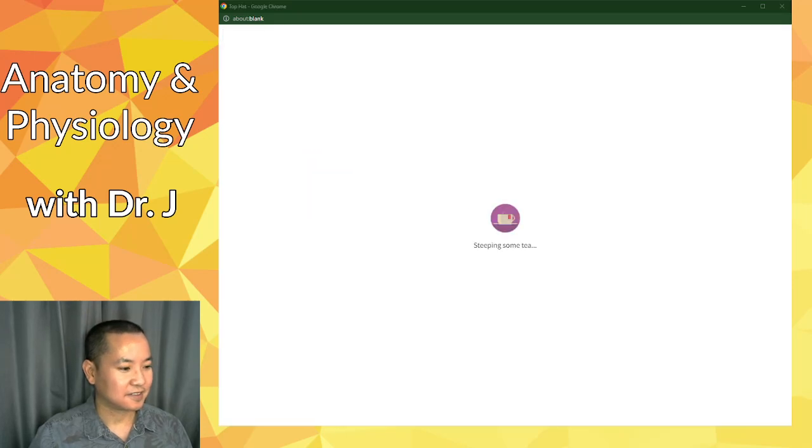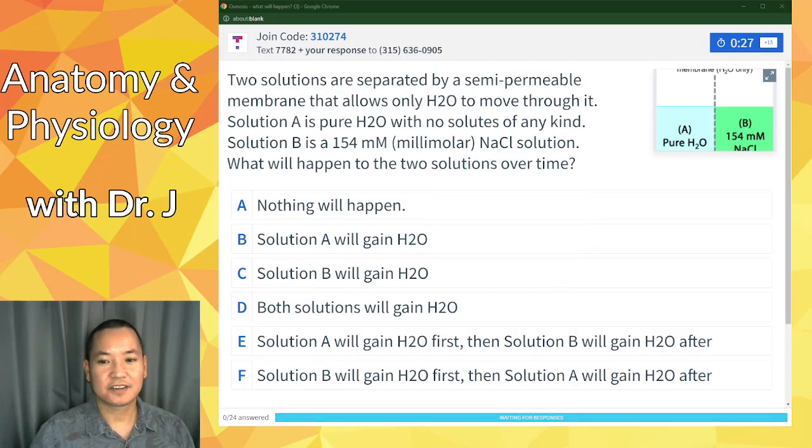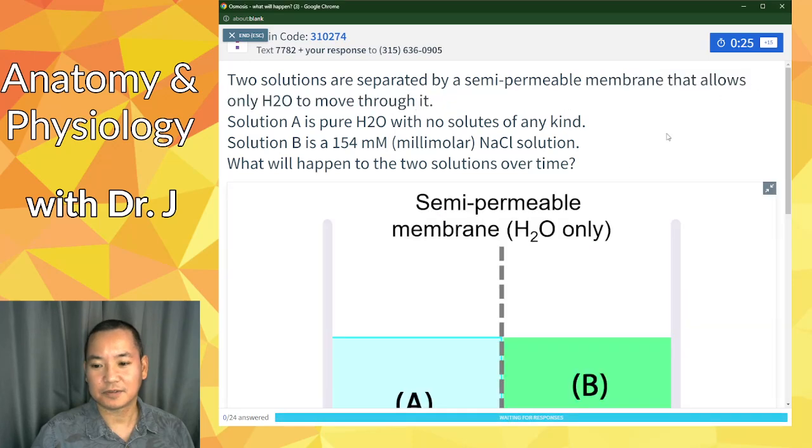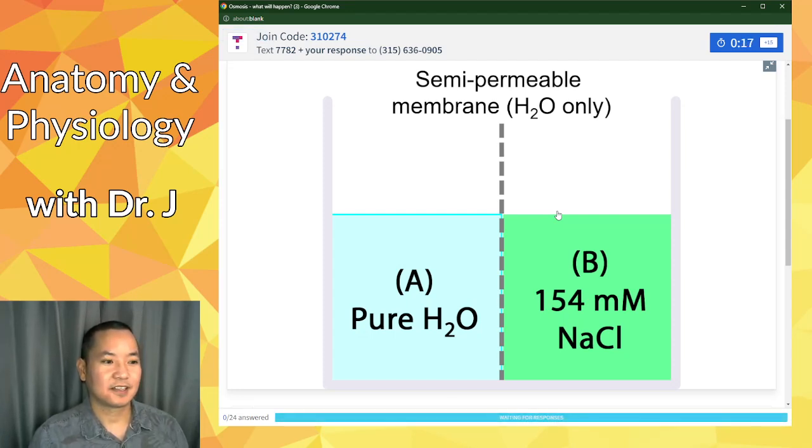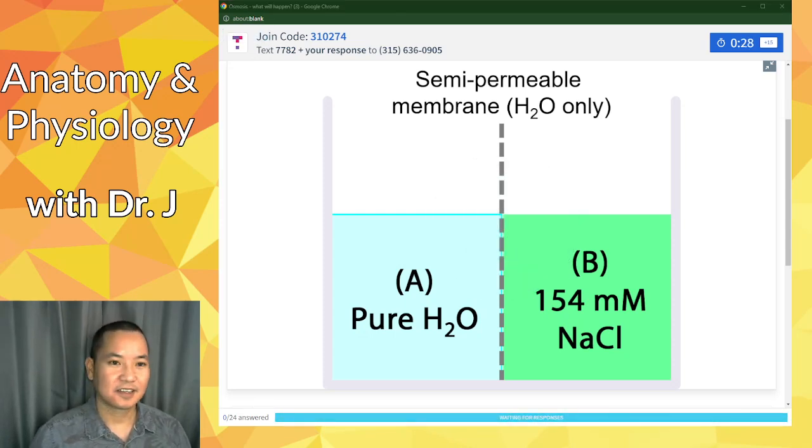Next question. Now we have another two solutions, with a semi-permeable membrane that only allows water through. One is pure water with no solutes. The other is sodium chloride at 154 millimolars, so sodium chloride dissolved into sodium ions and chloride ions. What will happen to water over time?